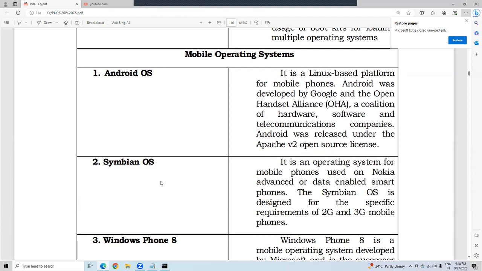Android OS is very popular nowadays. Earlier it was a Linux-based platform for mobile phones, developed by Google and the Open Handset Alliance, OHA, a coalition of hardware, software and telecommunication companies. Android was released under the Apache V2 open source license.